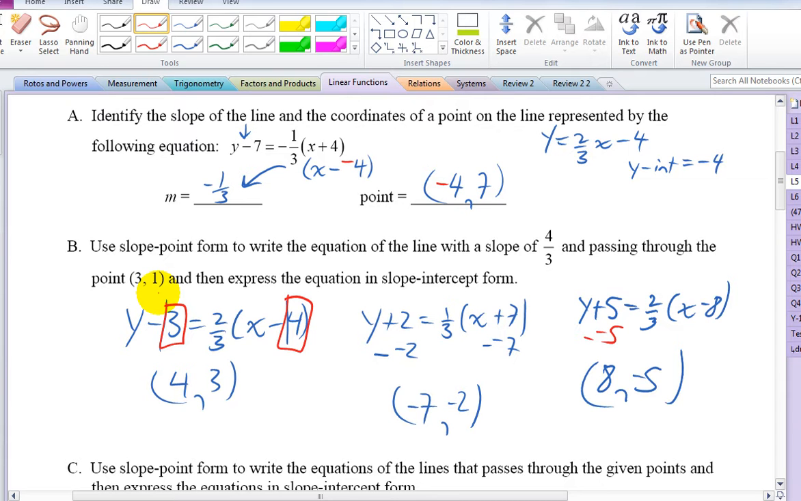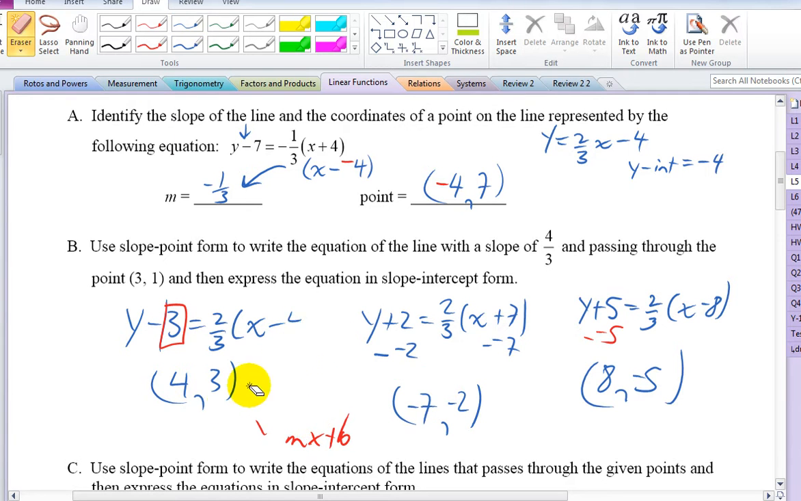Now remember, it doesn't matter where you start. If these were from the same line, you would all get the same y equals mx plus b equation. Right? Different points, and I'll say we had the same slope. So say I made this one a 2/3 again. If these are the same slope, same line, it would all give me y equals mx plus b. Always the same. I'll show you that at the end. Okay.